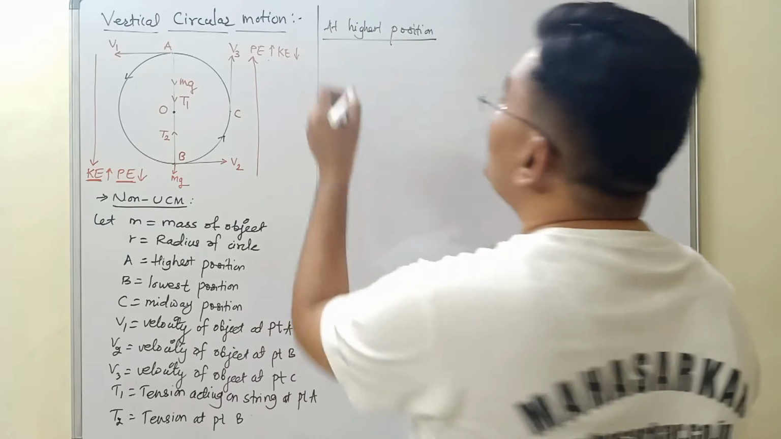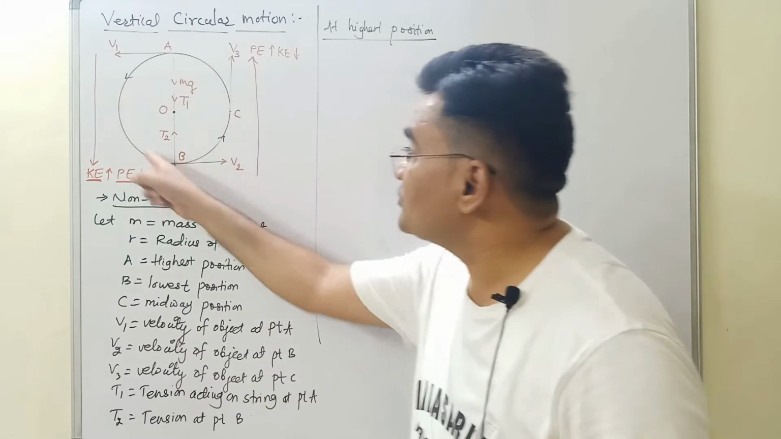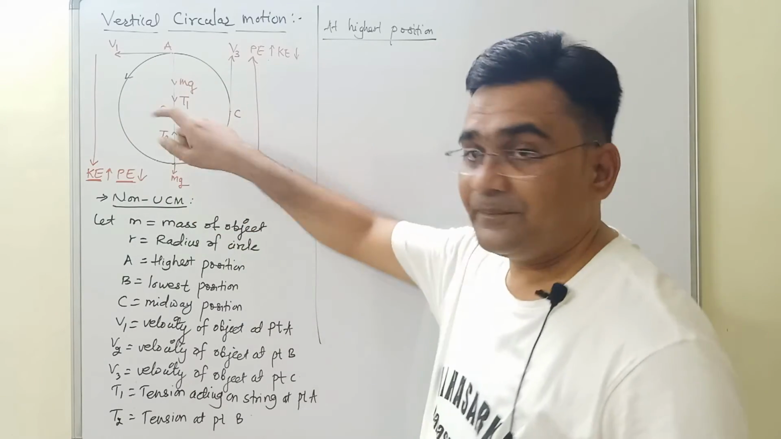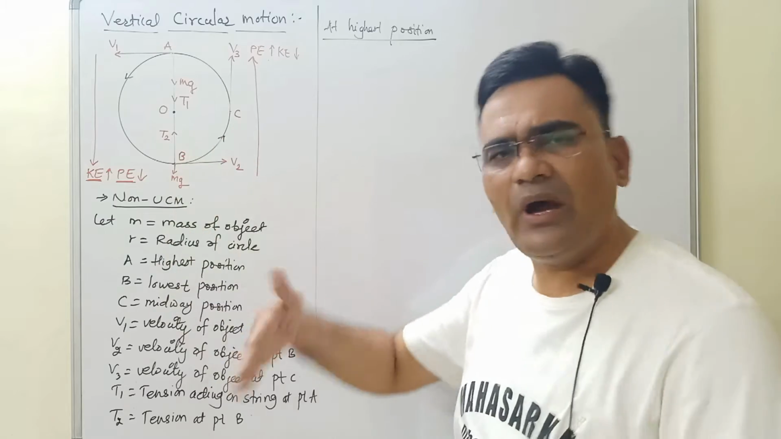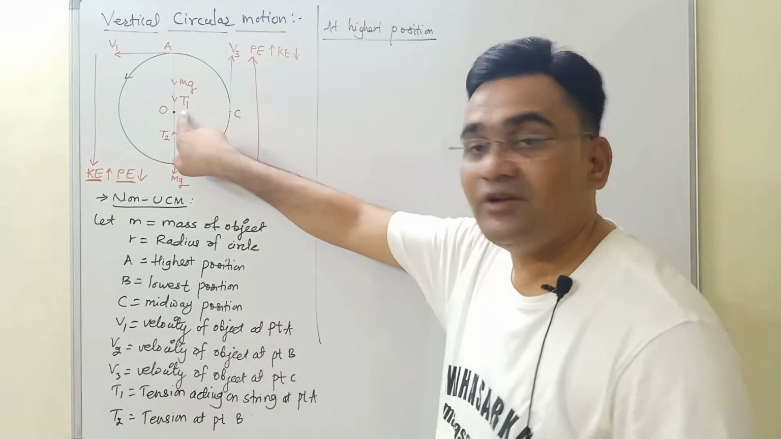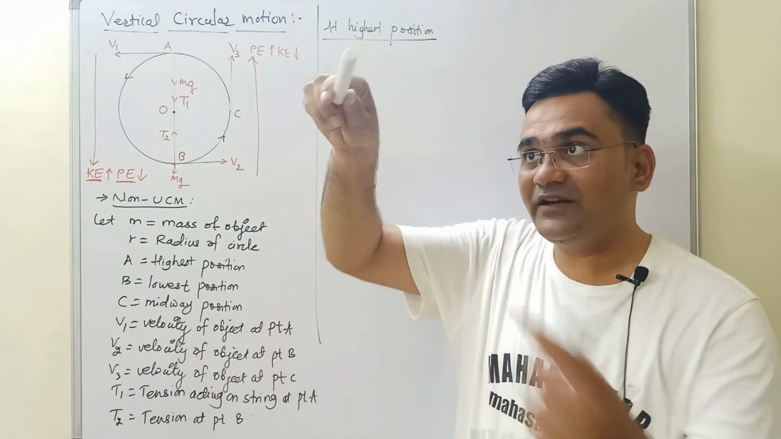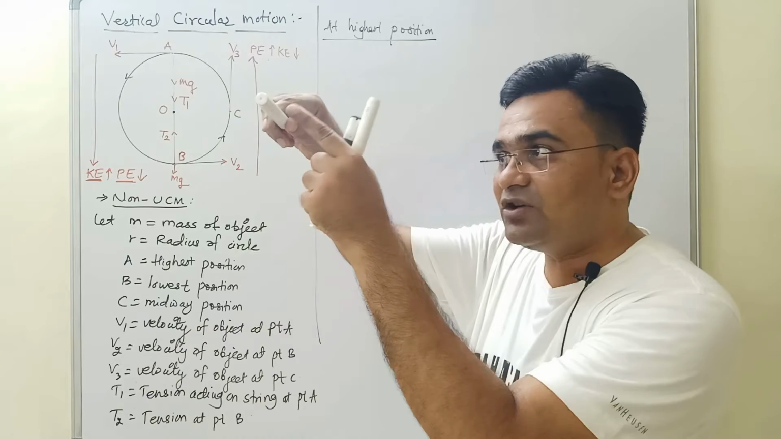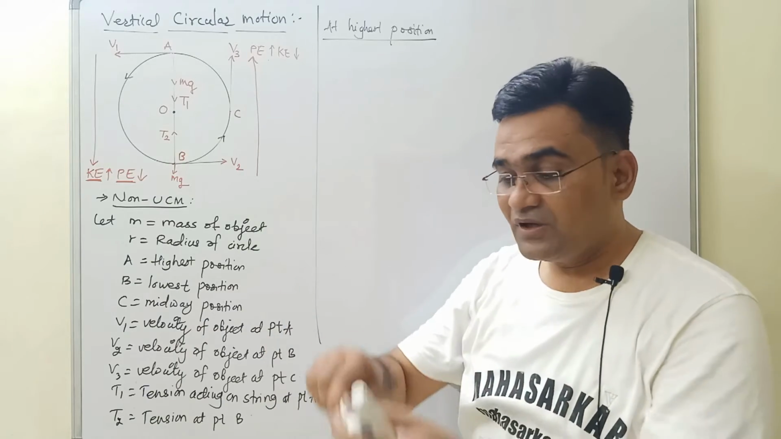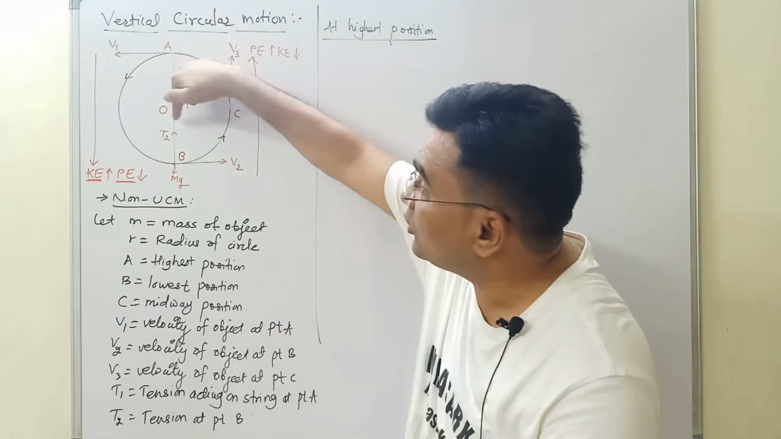So see what is going to happen at the highest position. When vertical circular motion is performed, tension in the string, whatever the position, will always be toward the center. But if the object is performing a vertical circle and it is at the top, its weight will be downwards, and the tension acting there is also in the downward direction.